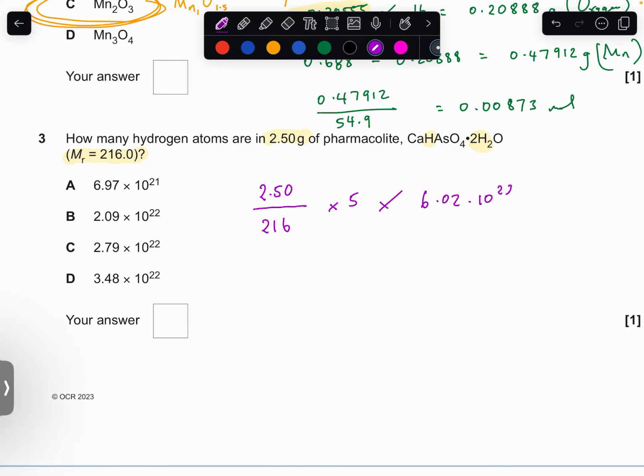So 2.006 times 5 times Avogadro's number gives 3.48 times 10 to the 22. And the mark scheme supports that. Moving on.